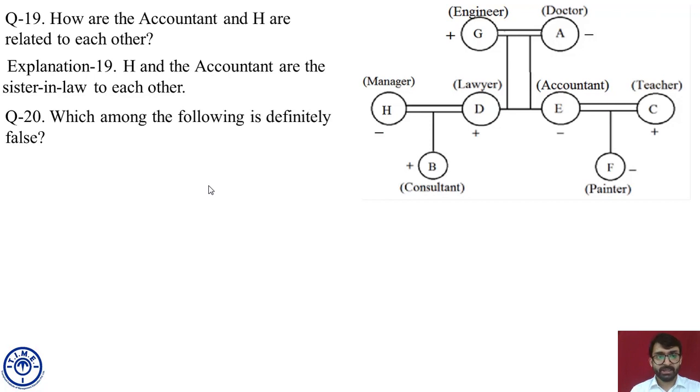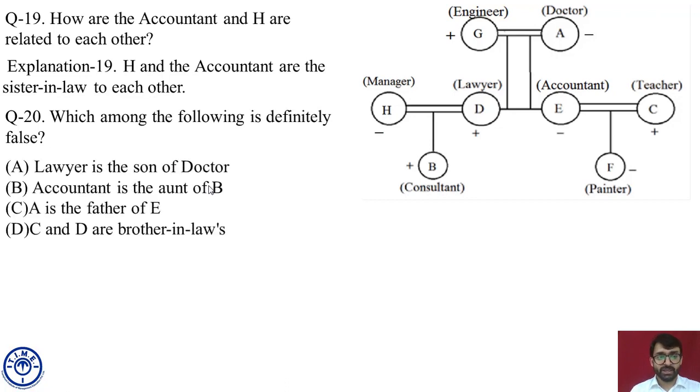And the next question. Which among the following is definitely false? To find out, we have to read the statements first. Lawyer is the son of doctor. That is correct. Lawyer is D, doctor is A, and D is the son of A. Perfect. Accountant is the aunt of B. That is again correct. Accountant is E and she is the aunt of B.